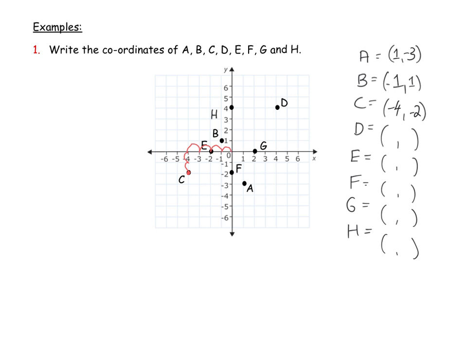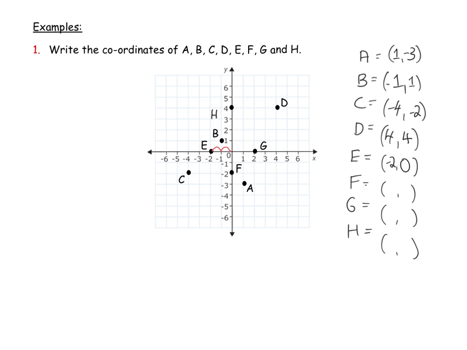D is next, and for D we go across the x-axis 1, 2, 3, 4, so this is 4, and then we come up 1, 2, 3, 4. Now E is next, so I'm just going to get rid of this drawing out of our way. E then, we come across the x-axis 1, 2, so this is minus 2, and we come up 0, so it stays at 0.